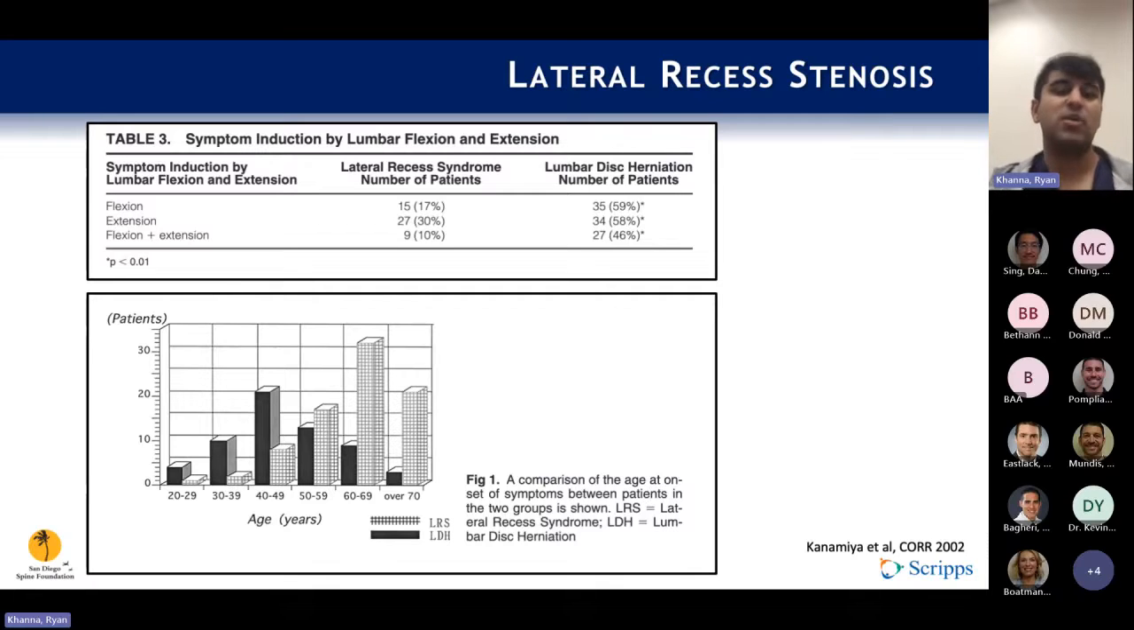Like I mentioned earlier, with extension and that buckling, classically that's shown to cause things like neurogenic claudication. But in terms of symptom induction by flexion and extension, you can see it was both flexion and extension in some patients, and flexion or extension could cause a lateral recess syndrome.